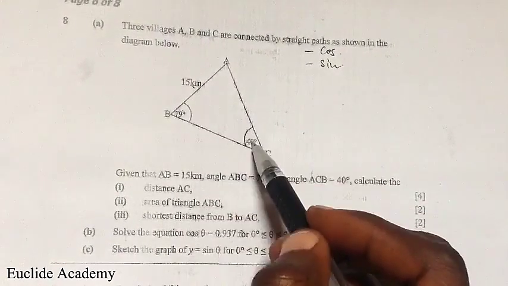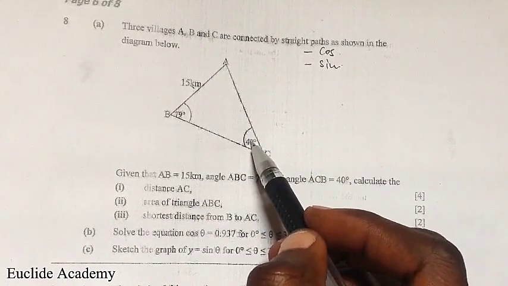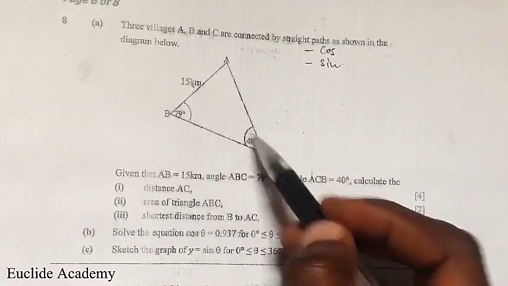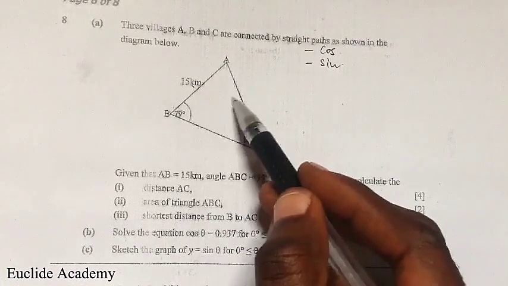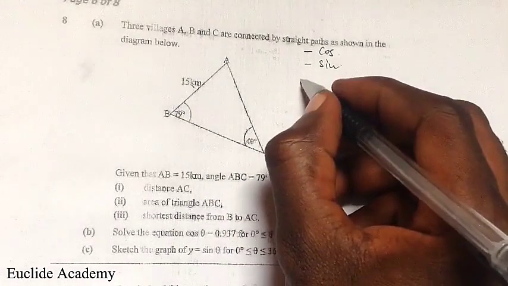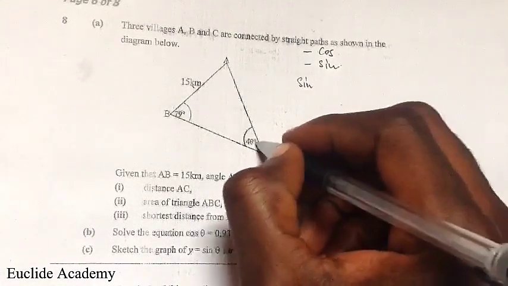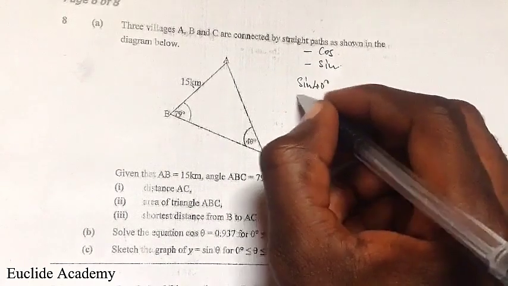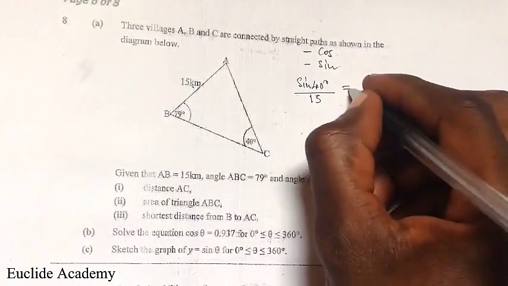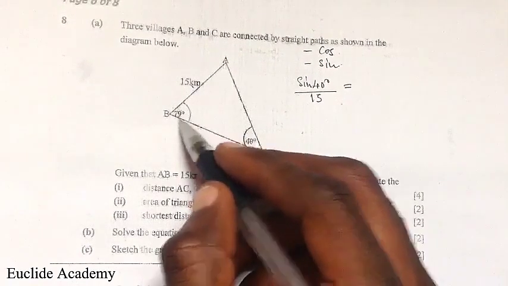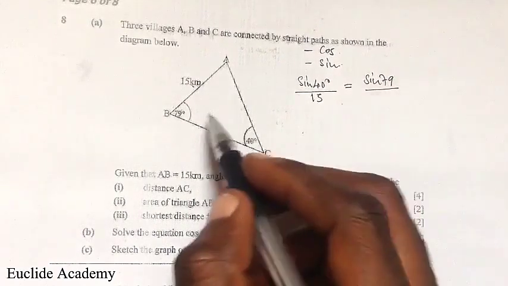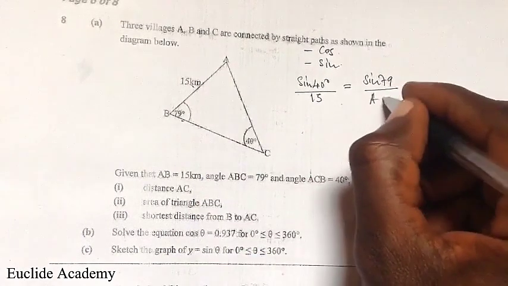So if these 2 sides are already there, and this guy here is missing a partner, which is that side, we can use these 2 guys to help find the partner for this guy. So we know that the sine of this guy, 40 degrees, divided by the partner, which is 15, should be equal to the sine of this guy, 79 degrees, divided by the partner AC, which we want to find.